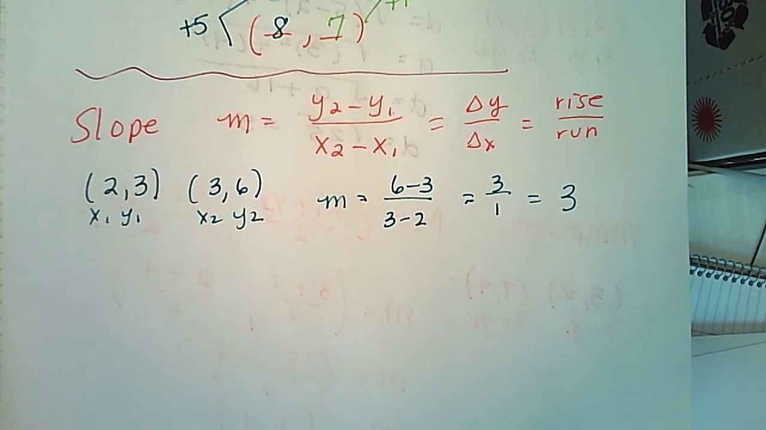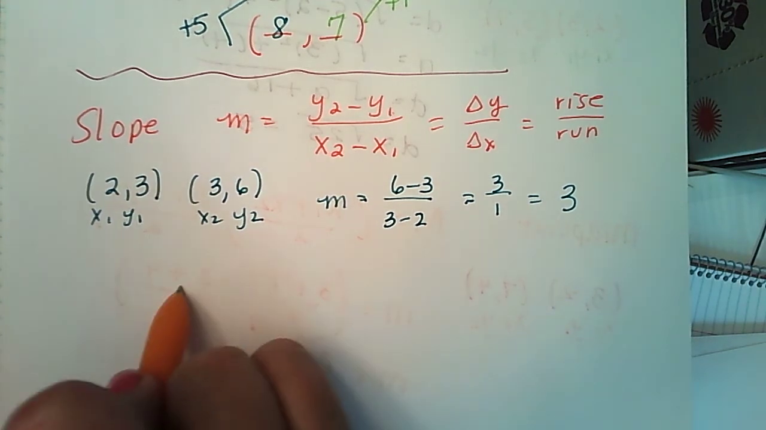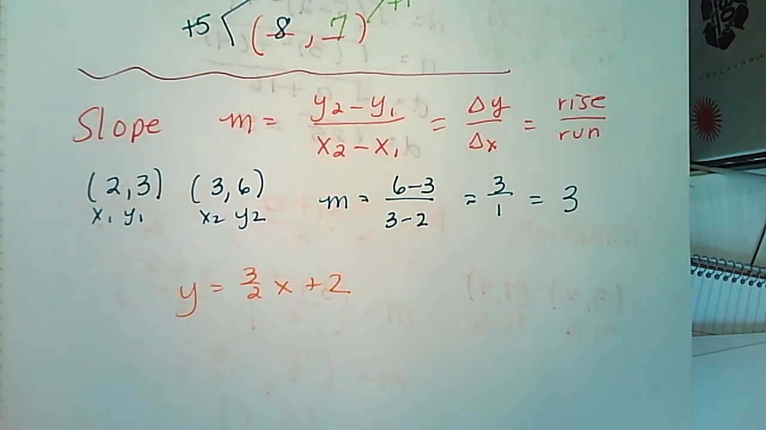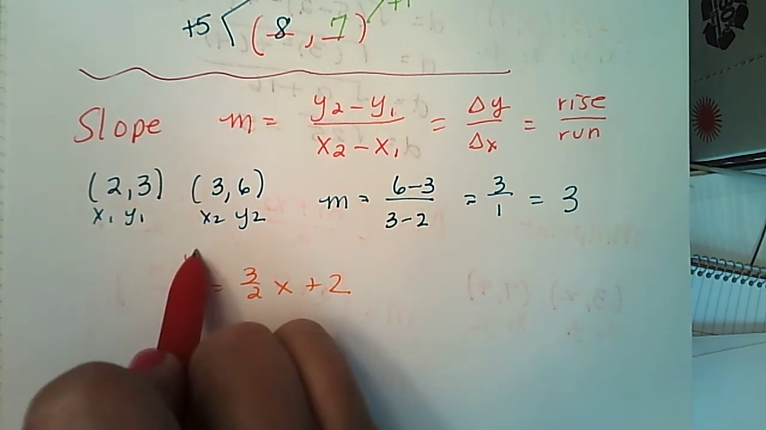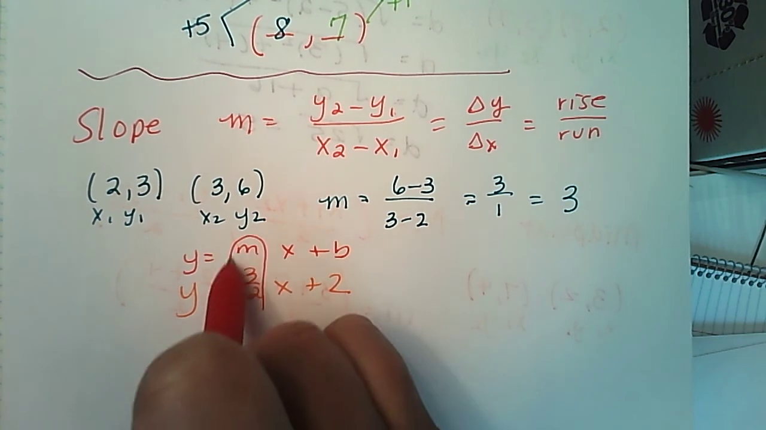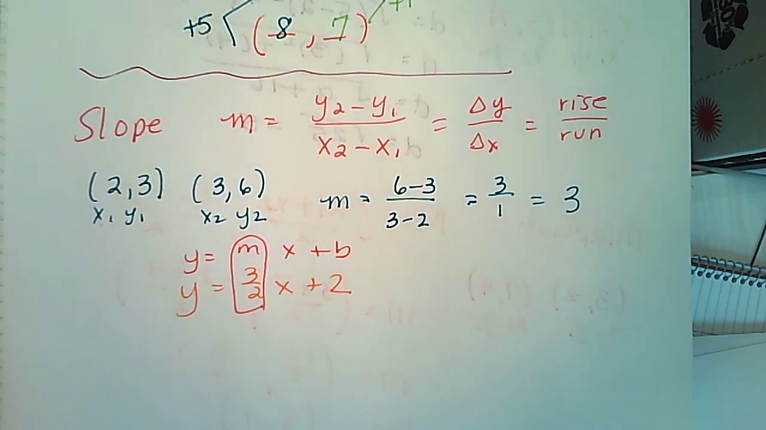Now, there's other ways we can see our slope as well. Sometimes you're going to be given an equation. It's going to say, what's my slope? This equation here is in the form of y equals mx plus b, where that's my slope, 3/2. So sometimes it's in an equation.